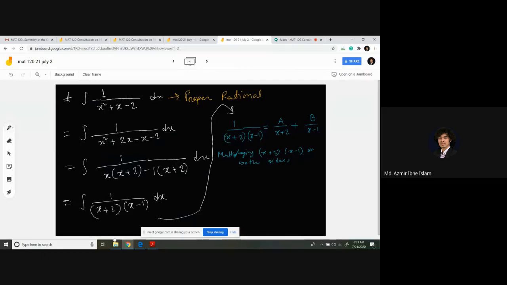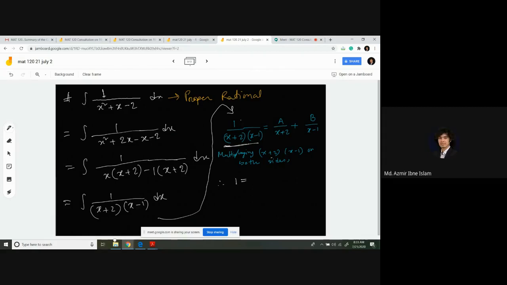So here we have (x plus 2)(x negative 1). The term that you have in the left side denominator should be multiplied on both sides. This is the concept. You can't multiply x plus 2 only, or x minus 1 only. You have to multiply the term that is in the left side denominator on both sides. That's why I have taken this one. So if we multiply this one here, what will we get? We will get 1. Is that okay? Yes, sir.